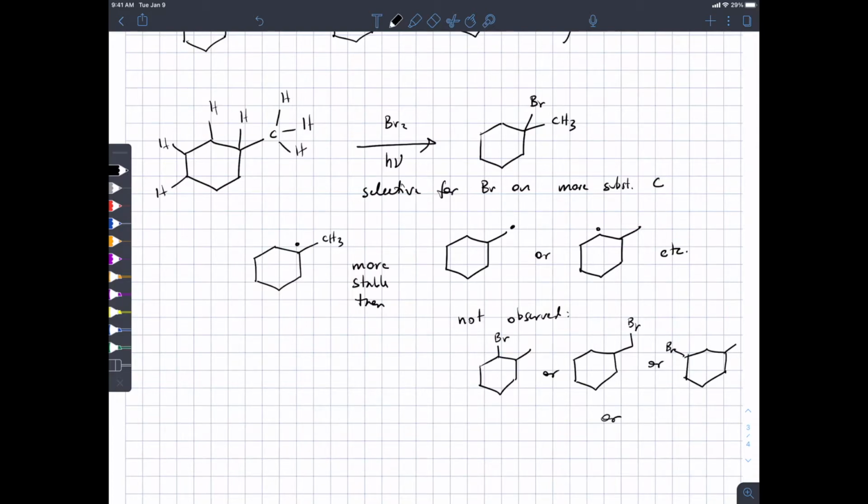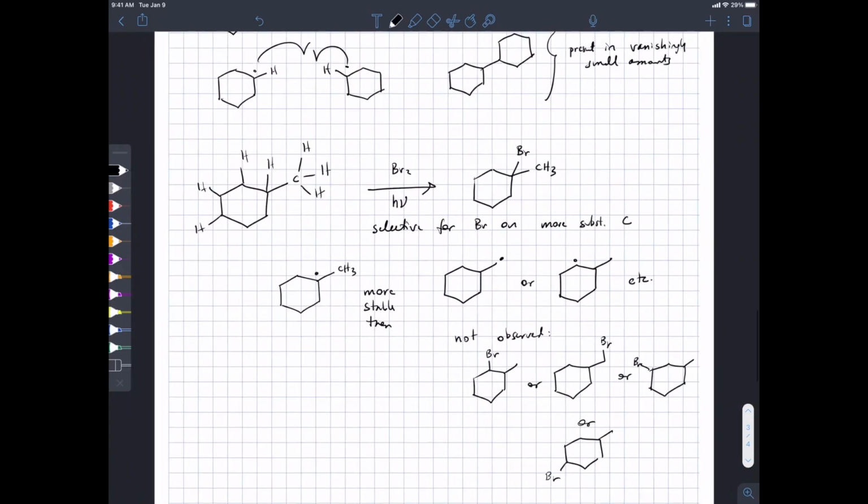or that, and I'm sorry, the penmanship is decreasing in quality. Do you see that? There were many other options for hydrogens that we could remove and abstract and then do radical chemistry, but the only position that gets modified is the more substituted one. Okay? Questions? All right.